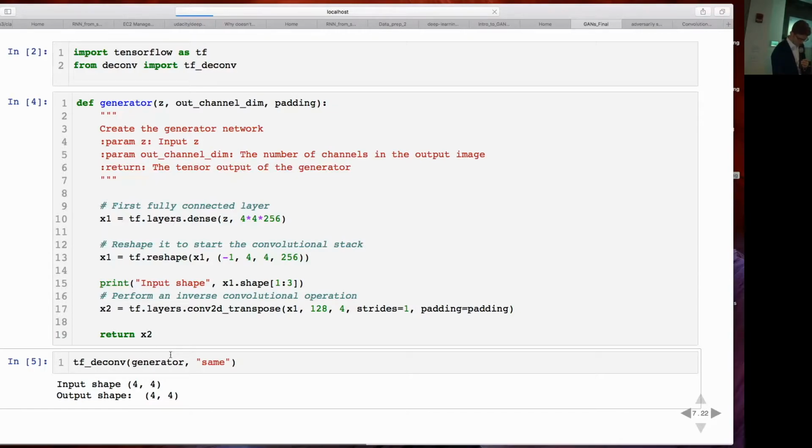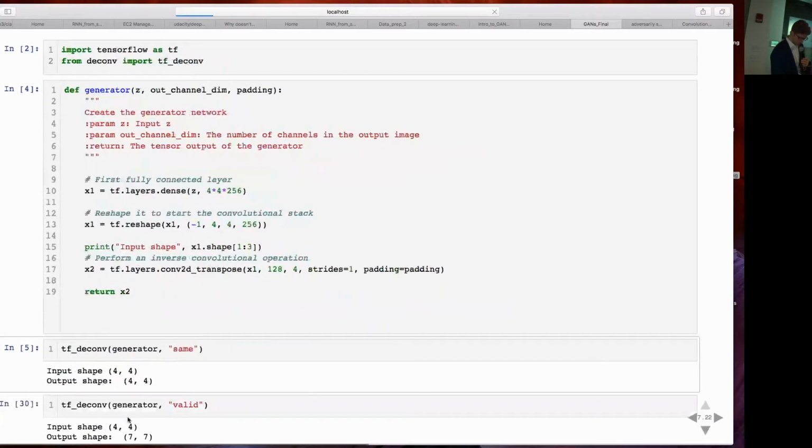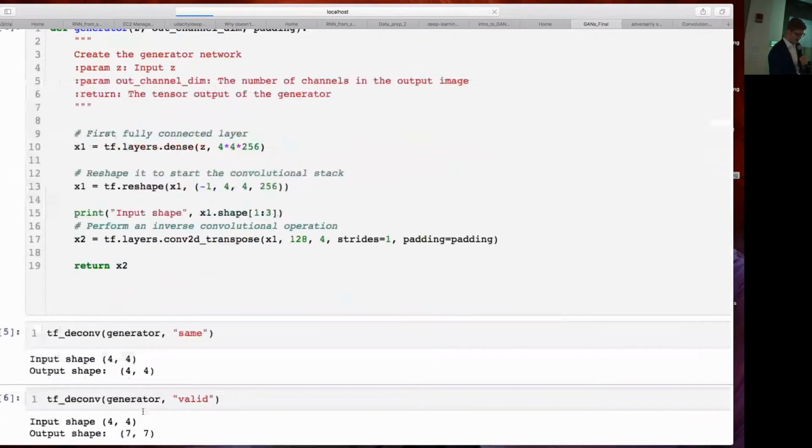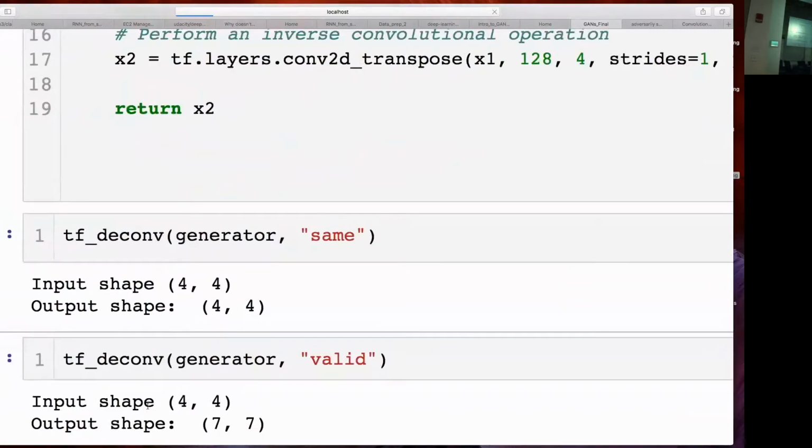And then you get these counterintuitive results. If you apply a deconvolution operation with valid padding, which is like no padding, and you start out with a 4x4, you end up with a 7x7. In this case, the filter size is 4. So why would that be? The reason is that if you start with a 7x7 and apply a convolution operation with valid padding and a 4x4 filter, you end up with a 4x4. So when you apply the inverse operation to a 4x4, you end up with a 7x7. And that's how you have to reason about deconvolutions.